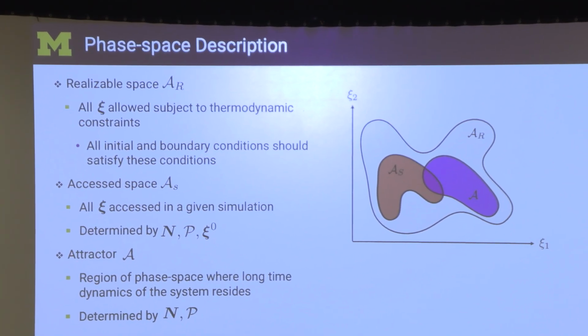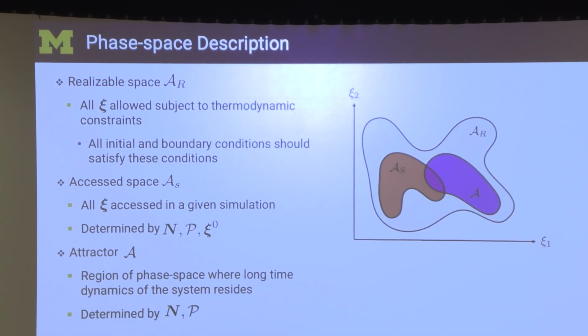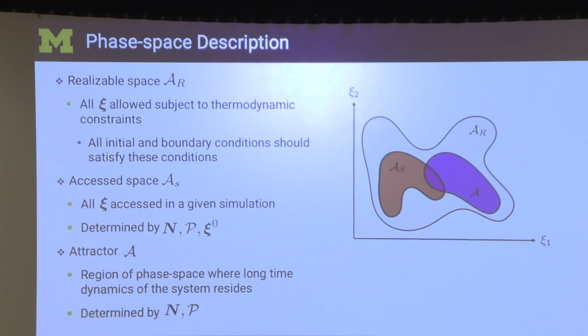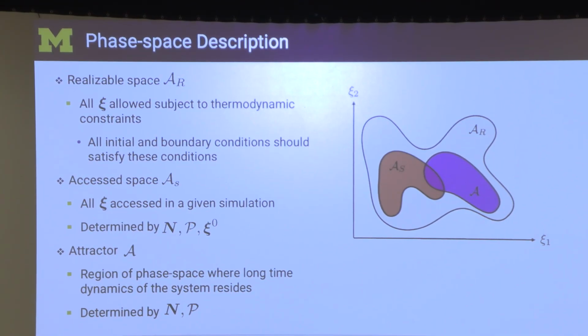And then depending on what conditions you use to solve the problem and where you are, you can have other smaller dimensions. So for instance, you can have AS, which would be the access space that you have for that particular set of conditions. And then you have this thing called A, which is the attractor. So it doesn't matter where you start within AR. They're all thermodynamically consistent. The solution will now force itself onto this much smaller region, which is this blue region A.